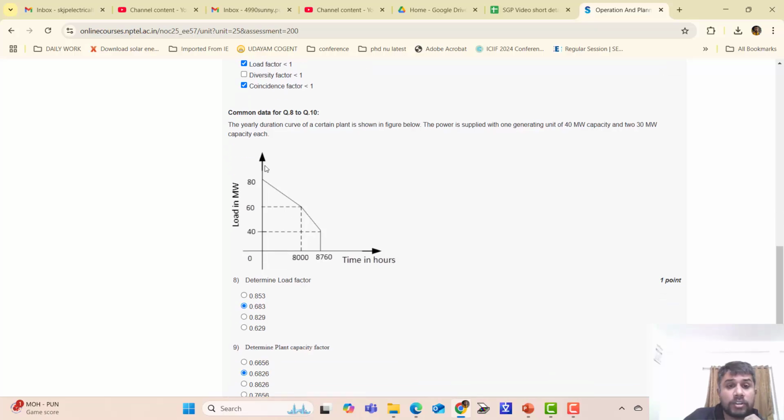Now, questions 8 to 10 are common data questions, and the graph is drawn here for basic understanding. It is supplied by one generating unit of 40 megawatt and two generating units of 30 megawatt each. So the total generating capacity is 40 plus 30 plus 30, that is 100 megawatt. Now we have to determine the load factor.